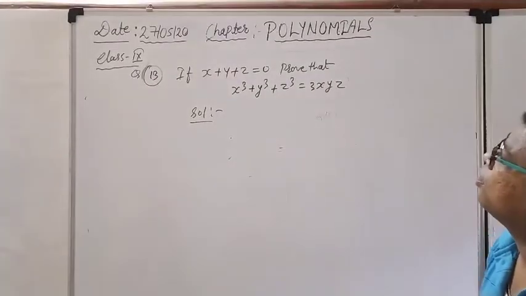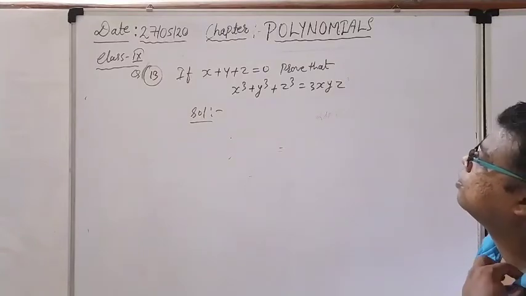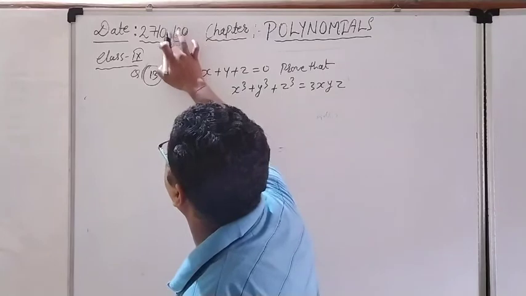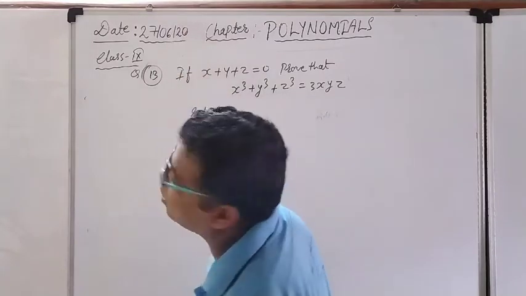What is written in front of me? What is there in front of me? Actually it is June, okay? This is not May. 27 June, okay?